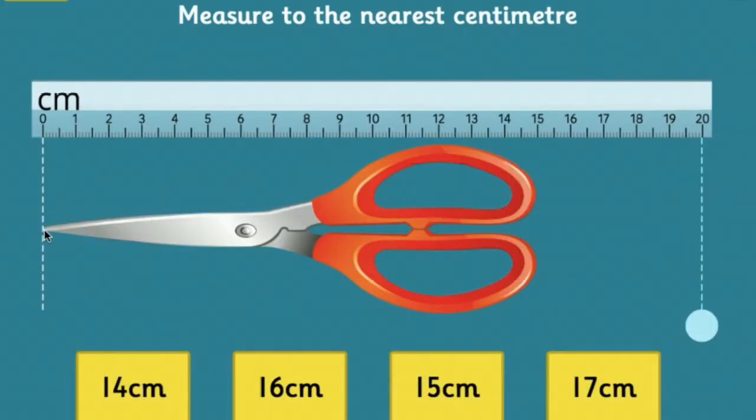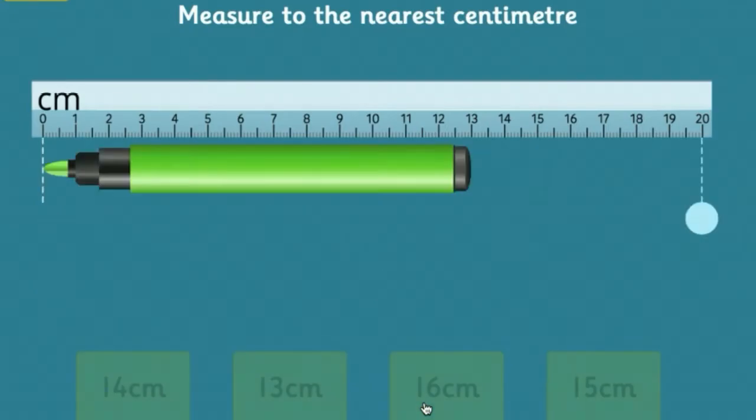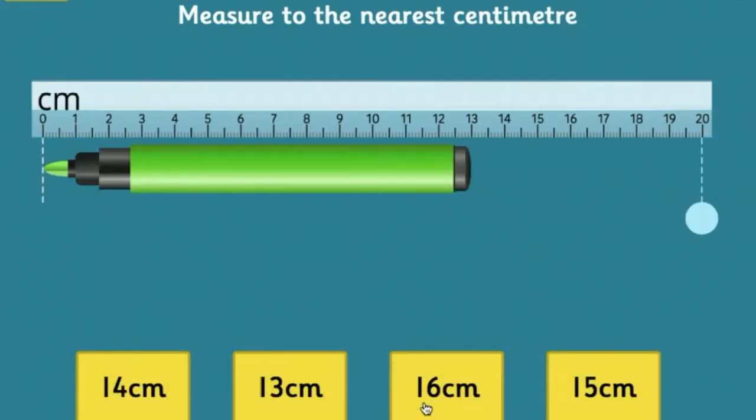We have another pair of scissors. The point of the scissors is lined up at the 0. We'll drag this to the end. Looks like it's about 15 centimeters. So we'll come down here, look for 15, see if our answer is correct. Brilliant.